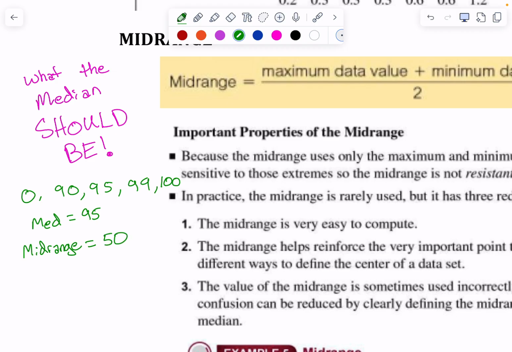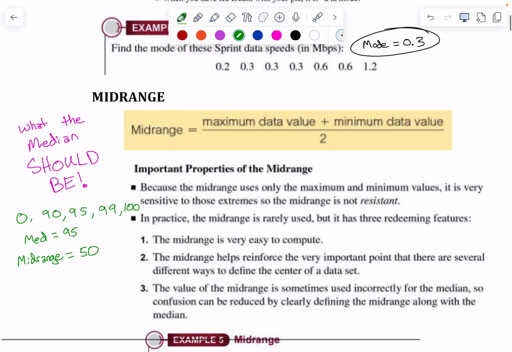Does that make sense? So in other words, the mid-range is the high number and low number added together divided by 2. Actually, it's not the range. It's the max plus the min divided by 2. It's finding the average of the high and low.